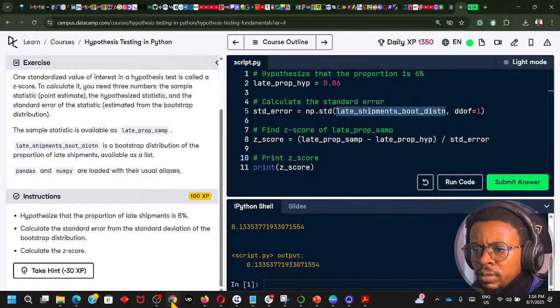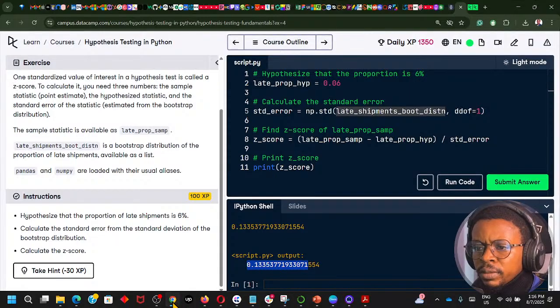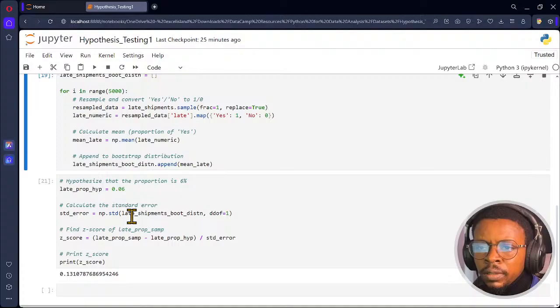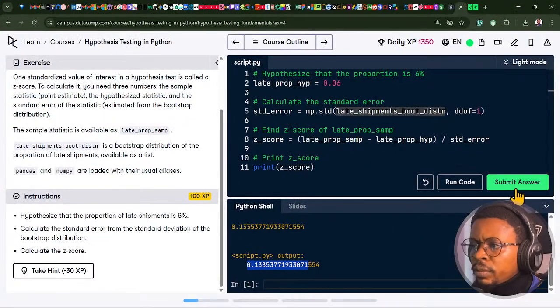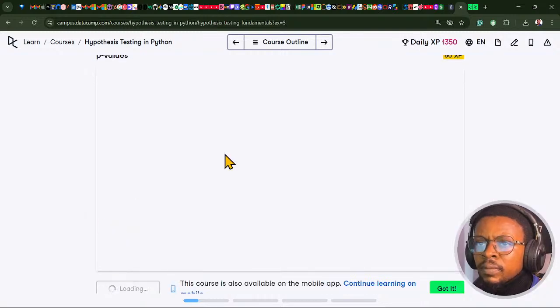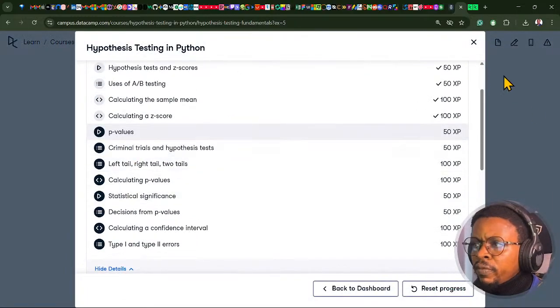What was the result we got here? 0.1333. We nailed it. See what we got here, 0.100. Still close though. So those are the calculations for the z-score, which is still pretty close. The z-score is a standard measure of the difference between the sample statistic and the hypothesized statistic. Voila, we're able to do that. Interesting. So let's learn all about p-values.